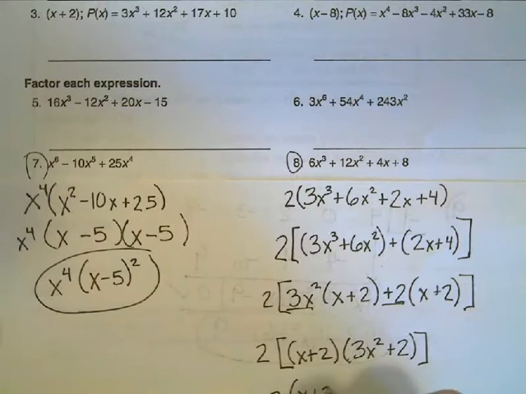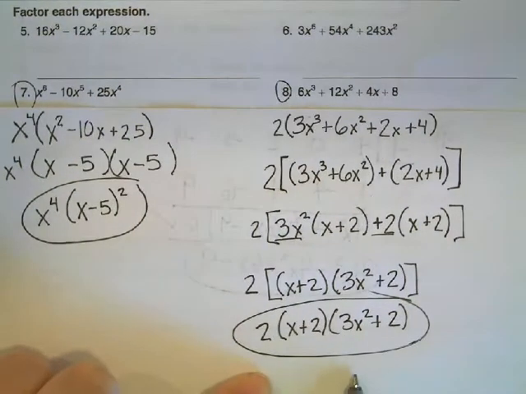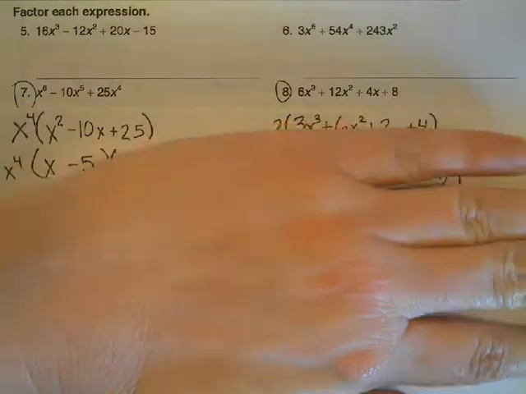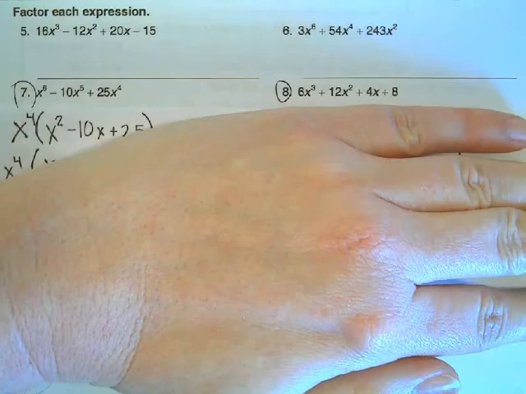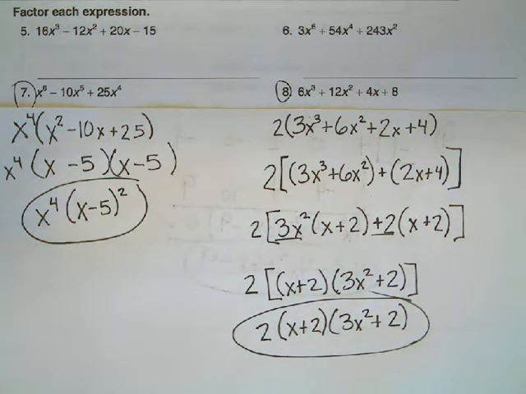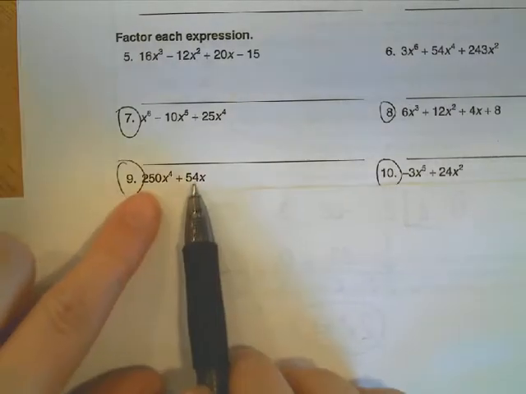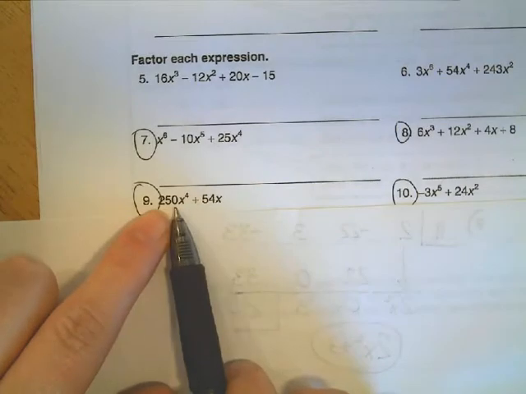So I'm going to factor out the x plus 2 from each of these terms. I'm going to keep my 2 out front, and I'm going to pull the x plus 2 out of these 2 terms and see what I have left. When I factor out the x plus 2, I'm left with 3x squared plus 2, and I can write those as a binomial. Now, since I just have everything multiplied by each other, I can take out the brackets, and I'm simply left with 2 times the binomial x plus 2 times the binomial 3x squared plus 2. And there's my final answer for number 8.